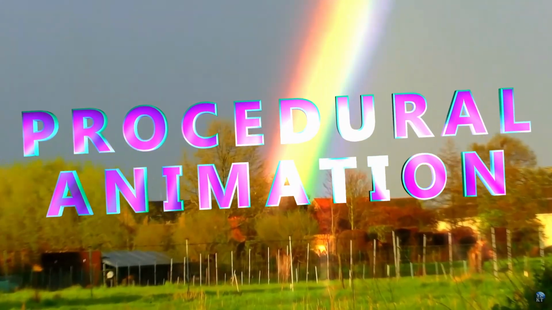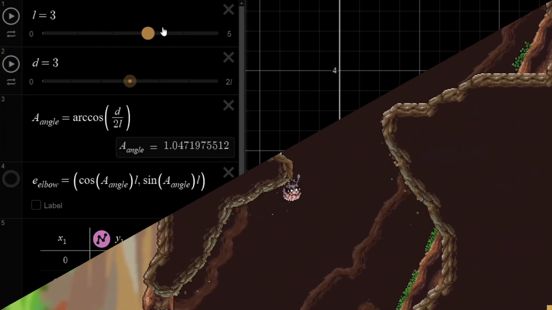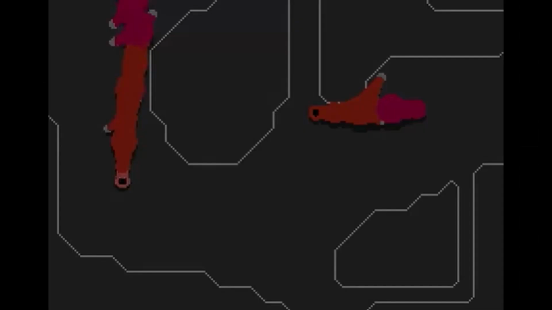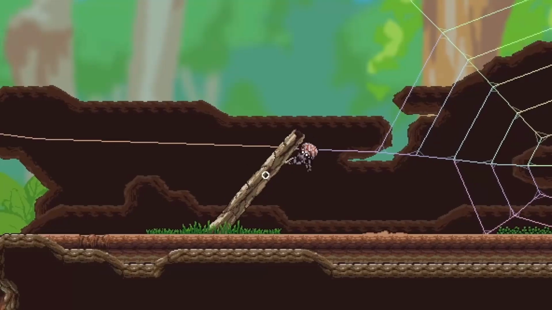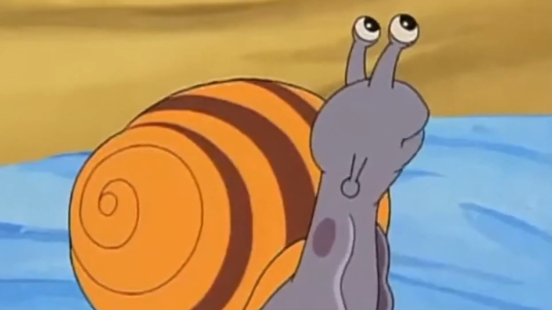My definition for procedural animation is animation that is non-traditional or programmatic in nature. Oh, so you're talking about inverse kinematics, right? No, well, procedural animation encompasses more than just inverse kinematics. Oh, inverse kinematics, procedural animation, it's just all the same thing, right?